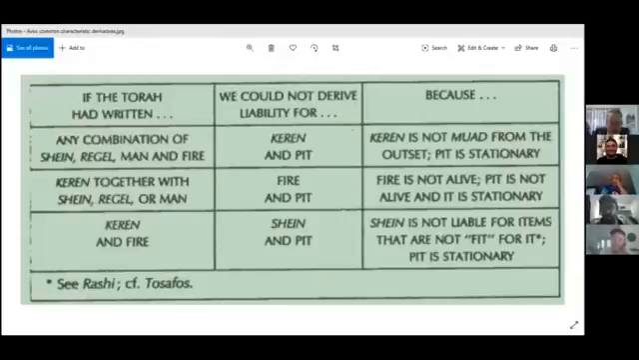Because obviously the animal didn't do anything. It didn't bump. All the things that relate to Regel didn't apply. For example, the animal bumped. The animal didn't. No, guys. So the animal was outside the public domain for sure. No, guys, let me go through this again with you.